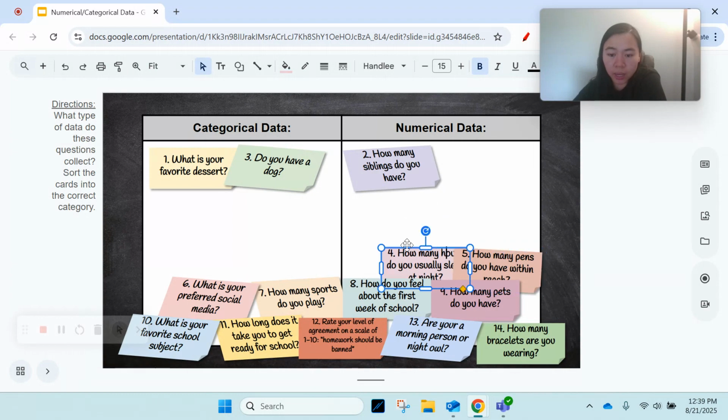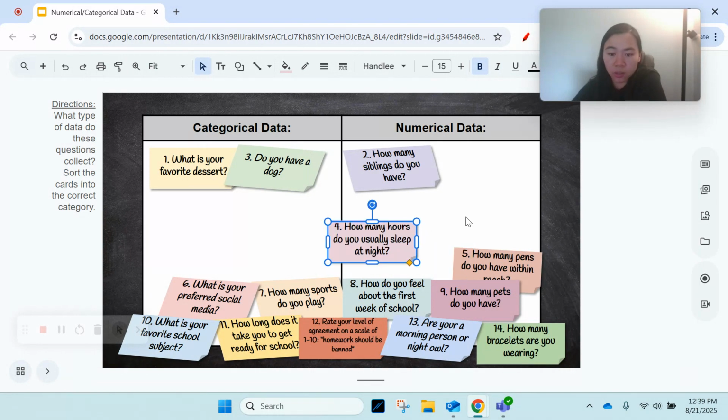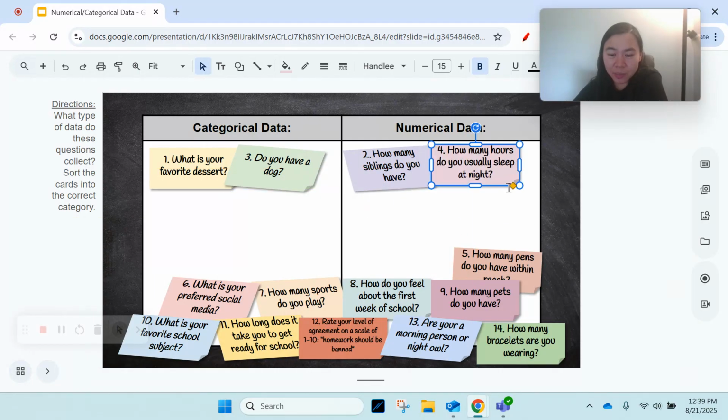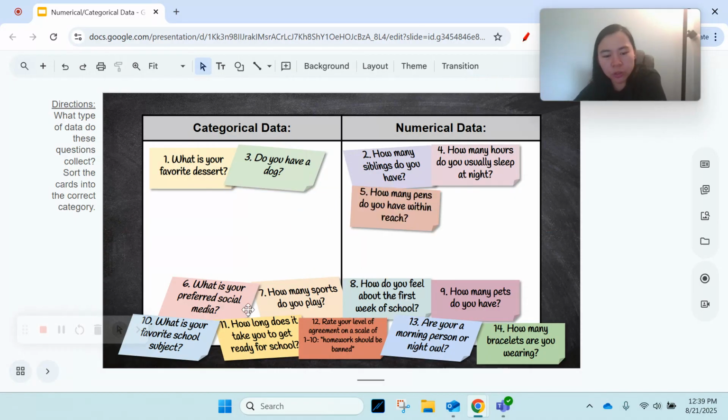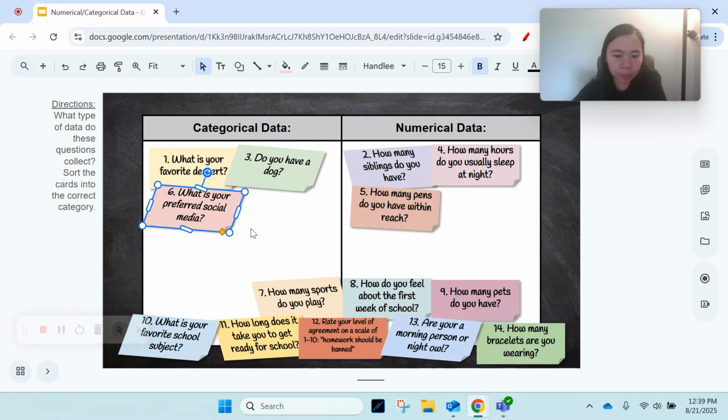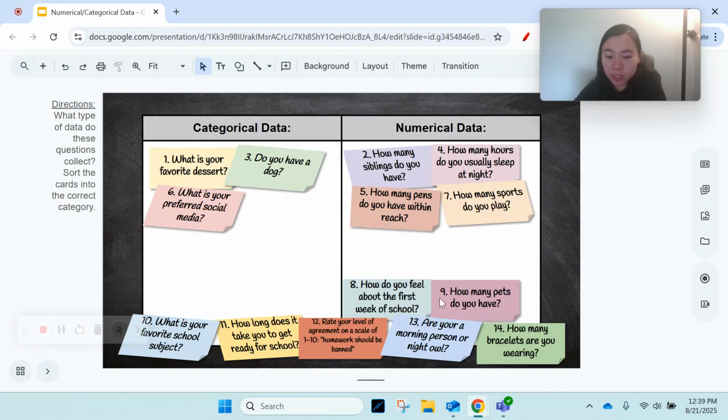How many hours do you sleep at night? 8, I think, is the recommended number of hours. That's a number. That's numerical. How many pens are within reach? How many pens can you grab right now? That's a number, numerical. What is your preferred social media? YouTube, Instagram, TikTok. Those are words. Categorical. How many sports do you play? That is numerical. Maybe you only play one sport. Maybe you play several.